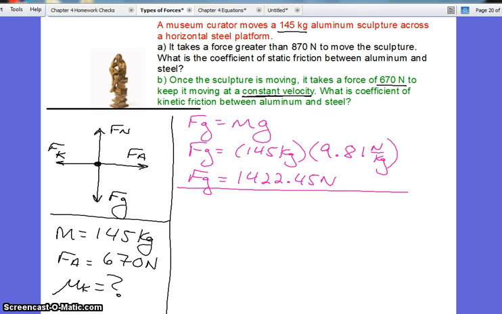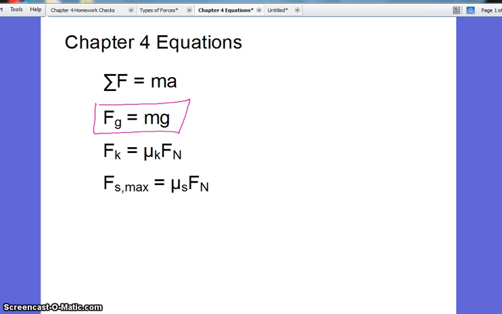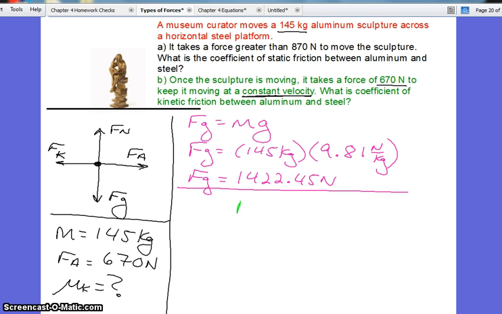If we go back here, we see that we're after the coefficient of kinetic friction. We go to our equations, and there's only one equation with the coefficient of kinetic friction right here. So that's what we have to go to. There's no other choice. Kinetic friction is the coefficient times the normal force. I'll put a box around what we're finding. So we see that we don't know either the kinetic friction, nor do we know the normal force. We know the other two, we don't know those.